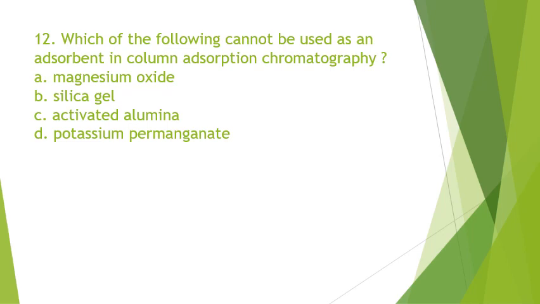MCQ number 12. Which of the following cannot be used as an adsorbent in column adsorption chromatography? Option A, magnesium oxide; option B, silica gel; option C, activated alumina; option D, potassium permanganate. And our correct answer is option D, potassium permanganate. Potassium permanganate cannot be used as an adsorbent in column adsorption chromatography.